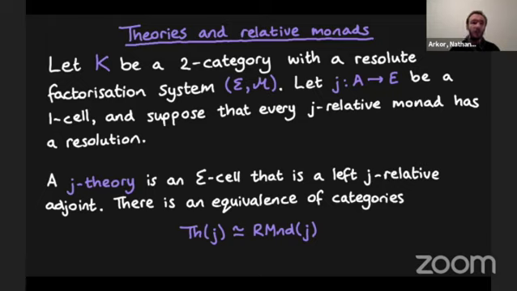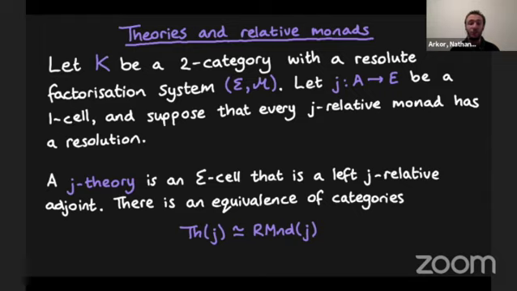So now again with K, a two-category with a factorization system, which we're now asking to be resolute, we're going to fix some J, one cell, and suppose every J relative monad has a resolution. So for every J relative monad, there is a J relative adjunction that induces the J relative monad. Now we define a J theory to be an E cell that is a left J relative adjoint.